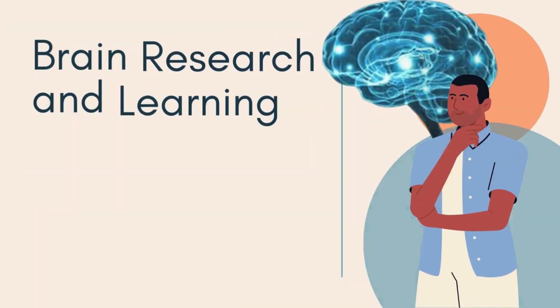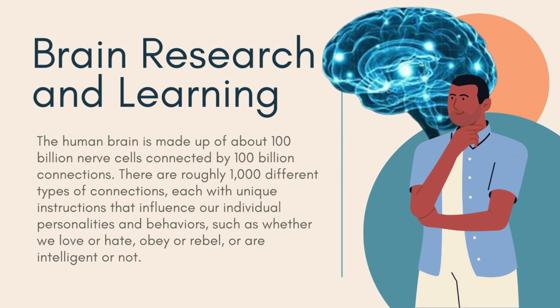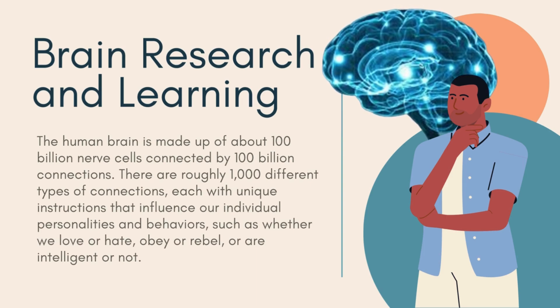Now let's proceed to brain research and learning. Did you know that the human brain is made of about 100 billion nerve cells connected by 100 billion connections? Yes, there are roughly 1,000 different types of connections, each with unique instructions that influence our individual personalities and behaviors, such as whether we love or hate, obey or rebel, or are intelligent or not.